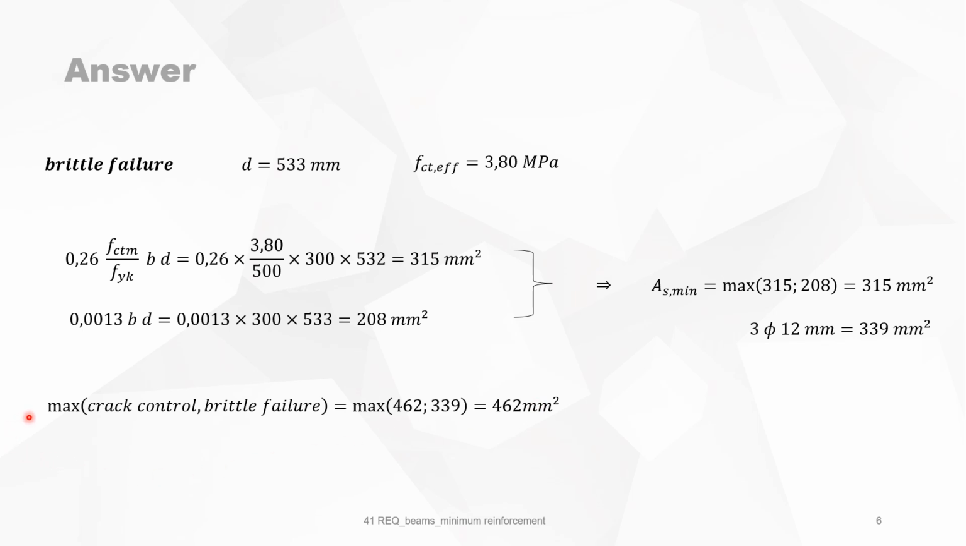So the minimum reinforcement is the maximum of crack control and brittle failure. So it's 462 and 339. It's 462. So it's the crack control that gives you the maximum amount of minimum reinforcement. And it is 3 diameters 14.